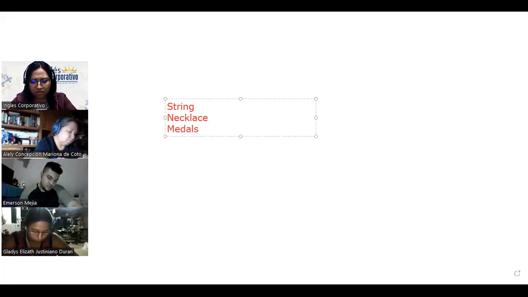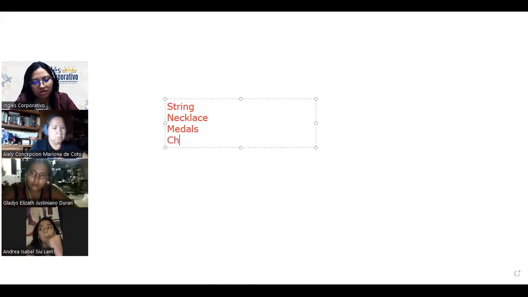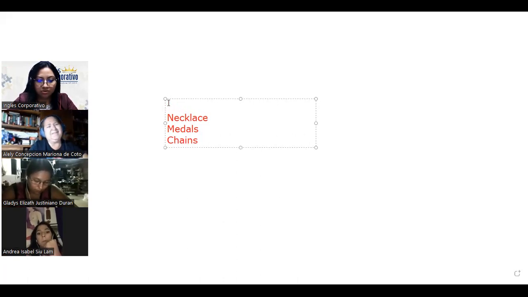Dijeron por ahí medallitas, right? Los medals. ¿Qué más escuché? Dientes. Chains. Earrings. Dientes de oro, ¿es verdad? Existen. Yes. Well, dent. Gold dent.